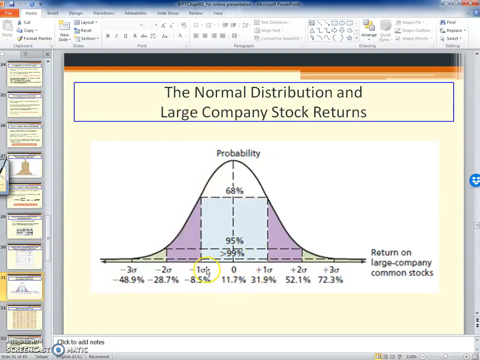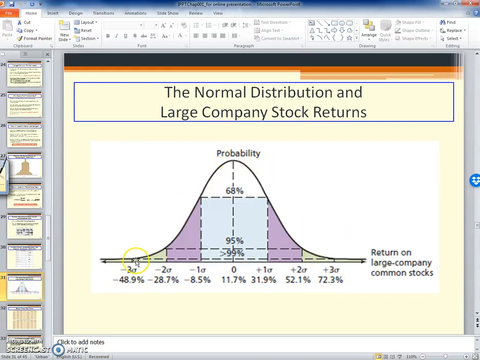So in a given year, for large company stocks and with the sample that we have, 68% of the time, returns are going to fall between -8.5% and 31.9%. That is 68% of the time we would expect to see the returns falling between -8.5% and 31.9%. Then if you go 2 standard deviations above the mean, or 2 standard deviations below the mean, that represents 95% of the observations. That's why you have this 95. Returns are expected to be between -28.7 and 52.1%. And then 3 standard deviations above or below the mean would be -48.9% to 72.3%.